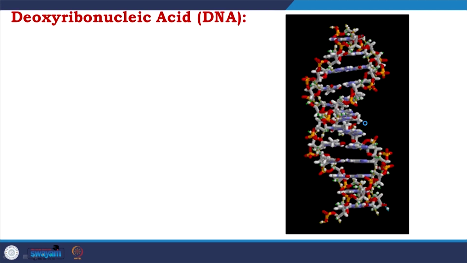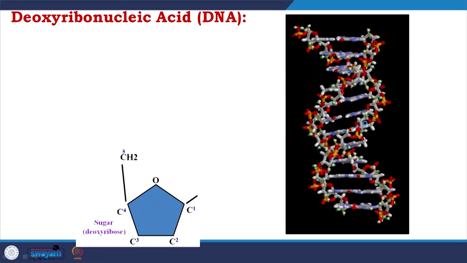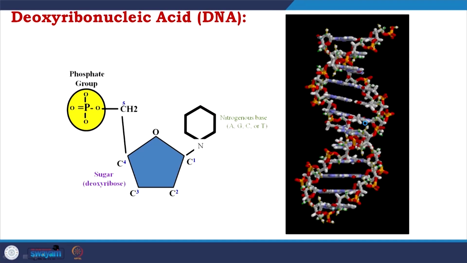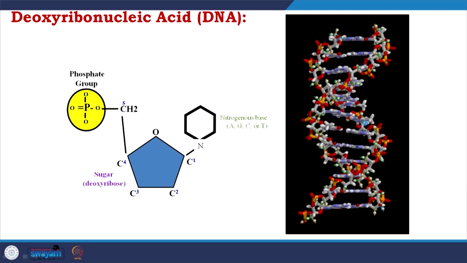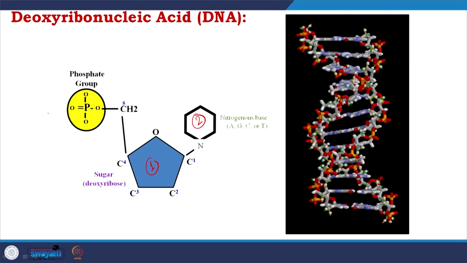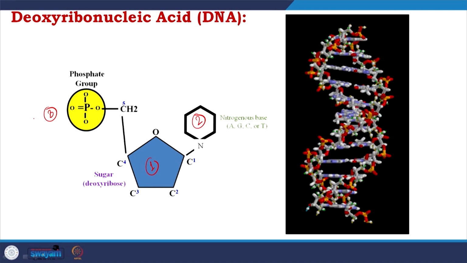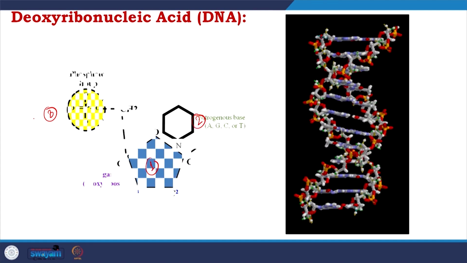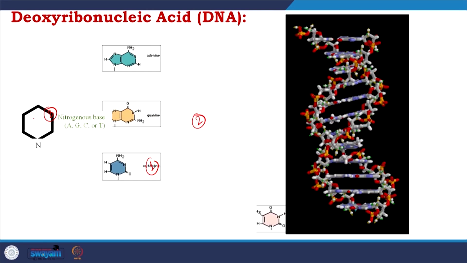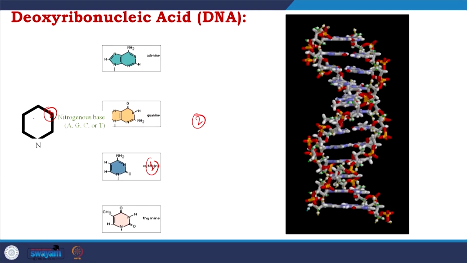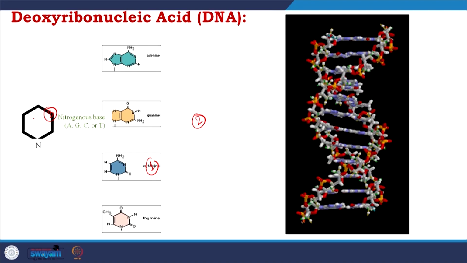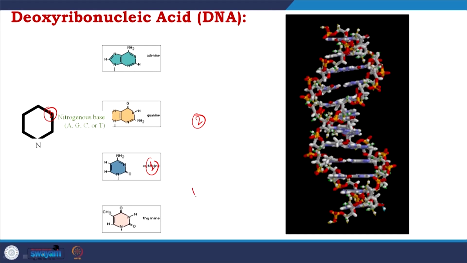If you look at this animation, it would make it more clear. So, there are 3 components: the sugar, nitrogenous base and the phosphate group. The first one is the sugar, the second one is the nitrogenous base and the third one is the phosphate group. Now, they only differ in the nitrogenous base. In DNA, you get adenine, guanine, cytosine and thymine. Instead of thymine, in case of RNA, you will get uracil.